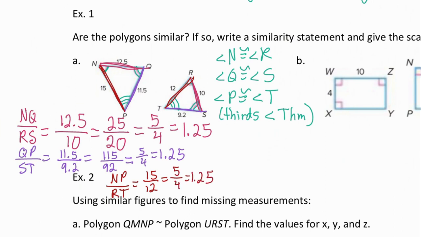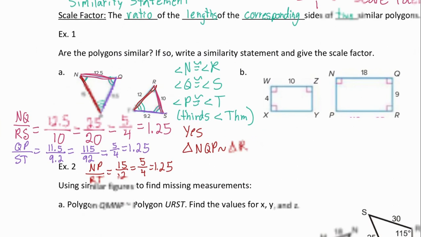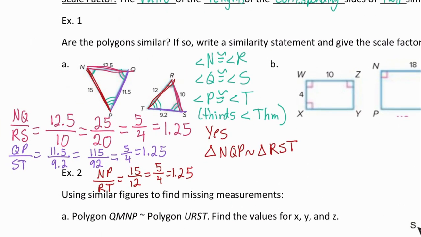So again, we're getting all three angles congruent, all three sides proportional. So yes, they are similar. In our similarity statement, we would say triangle NQP, and again, the naming matters. If we started at N, we have to start with R in the second one. We have to go to S, and we have to go to T. So yes, these are similar, and the scale factor, which I'm going to abbreviate as SF, would be 5/4. Or I would also take 1.25.